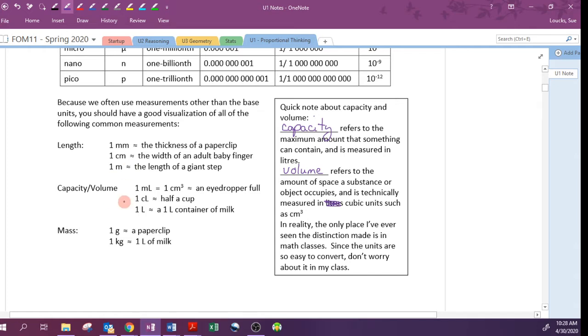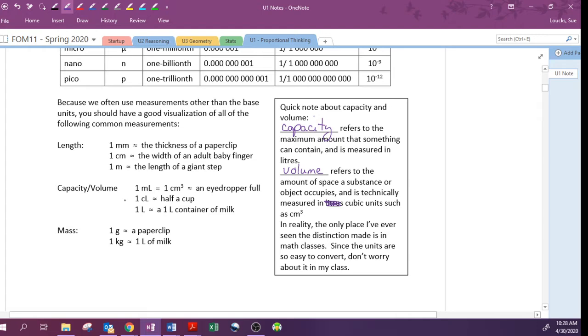Nope. That's right, 1 centiliter is about, see, we don't use centiliter. There's a reason for it. A centiliter is about half a cup, a little less than half a cup. A milliliter is the same as a centimeter cubed, and that's like an eyedropper full. It's a very tiny amount. So it's a little cube that's 1 centimeter by 1 centimeter by 1 centimeter. It's not very much, okay?